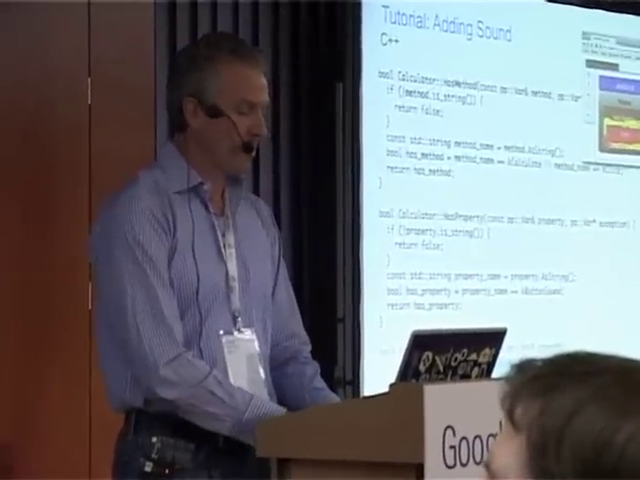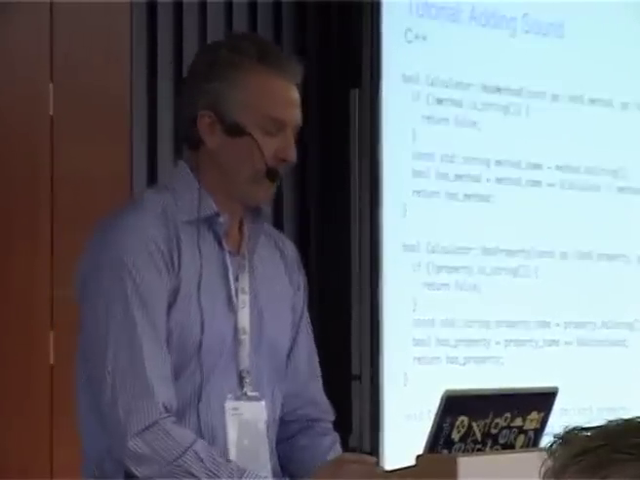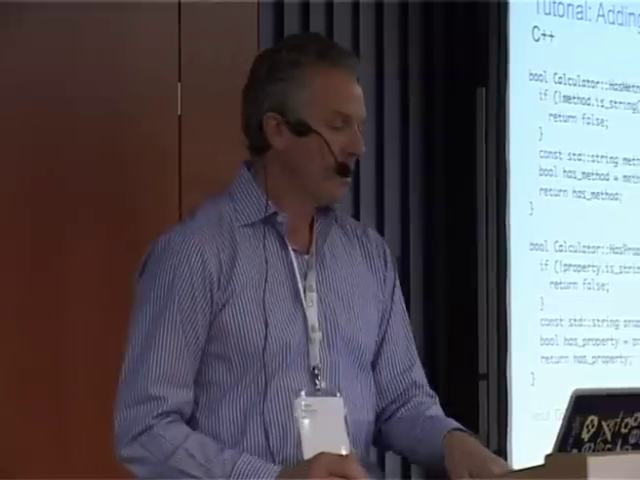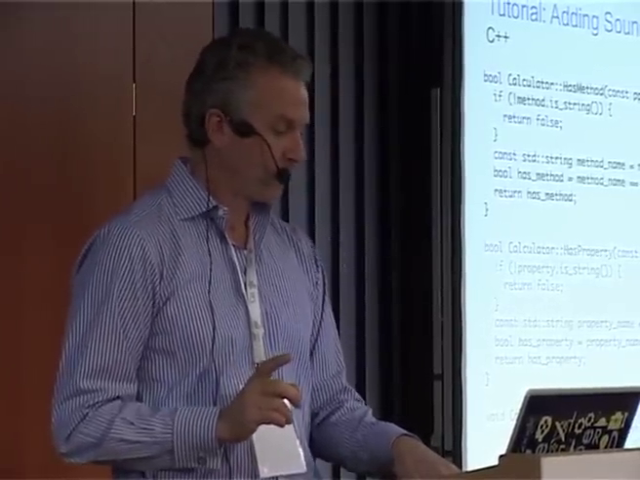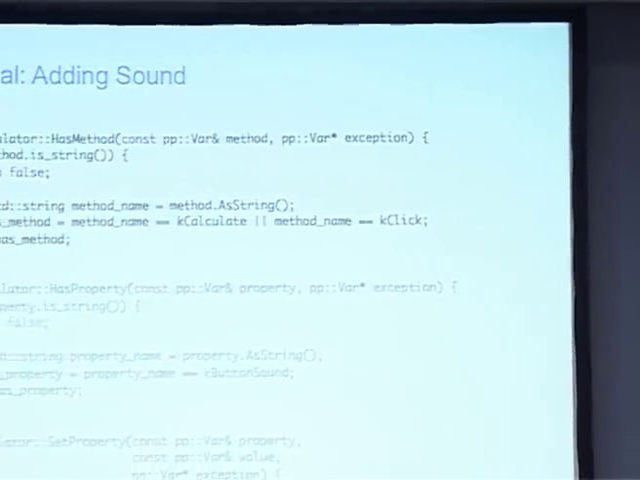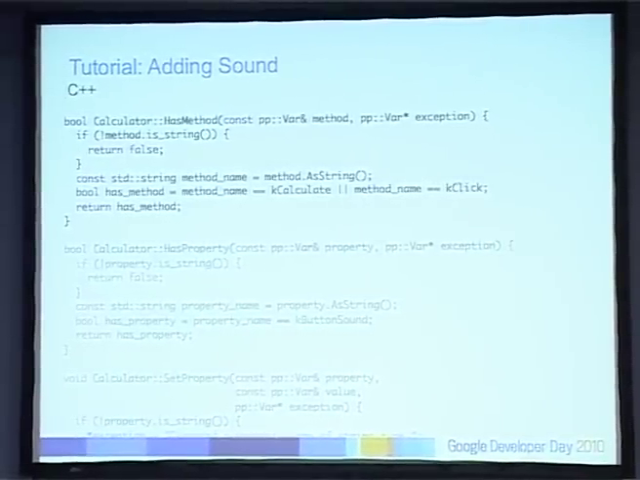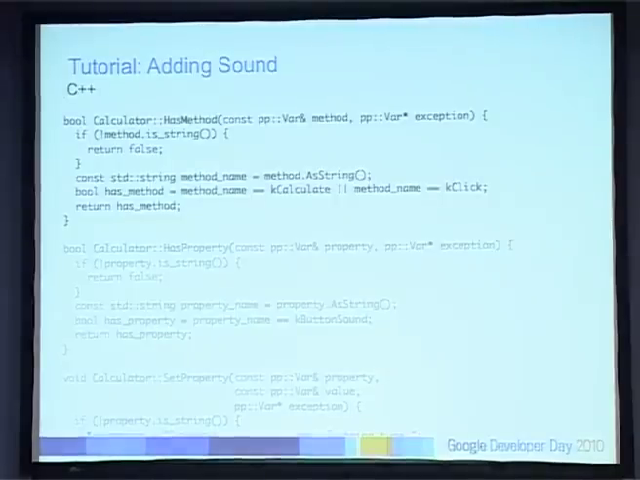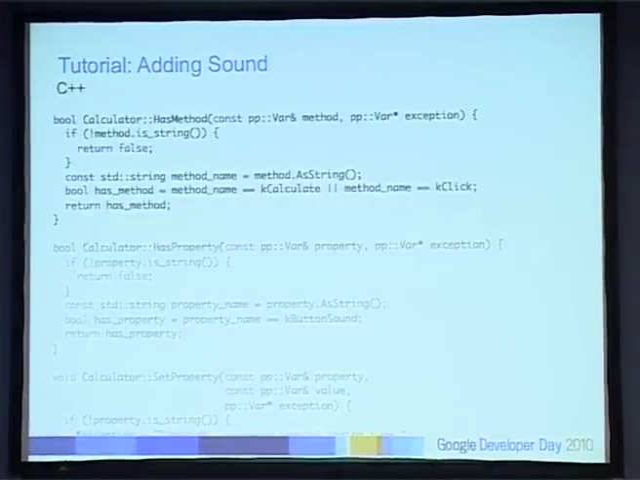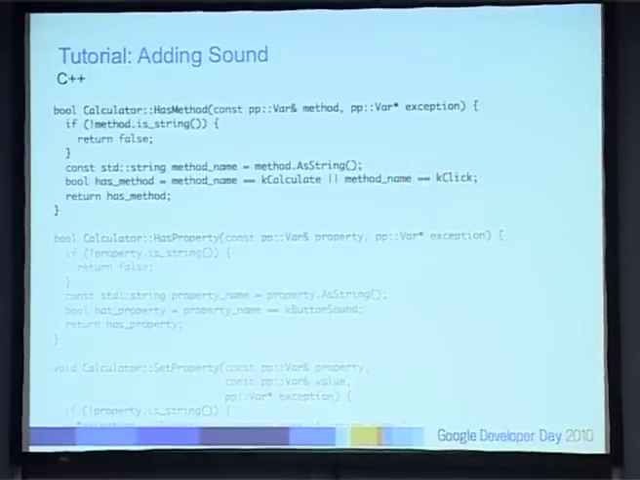Okay, so back into the C++ code now. What I'm going to do first is add the click method. And how I do that is, these constants here, kCalculate and kClick, are strings. They're C++ string constants. And I add the click method. That means the browser knows that if it encounters my calculator module, which is a NaCl module, it will call HasMethod if it sees click trying to be called on it. And here I return true if click is okay.